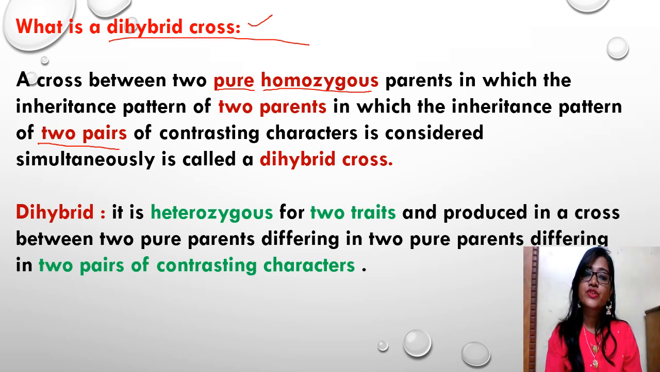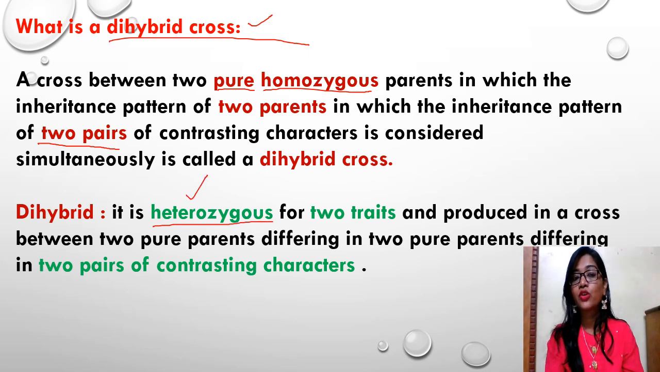A dihybrid is heterozygous for two traits. It can be heterozygous and homozygous. Two traits are produced in a cross between two pure parents differing in two pairs of contrasting characters. So in a dihybrid cross, we consider two pairs of contrasting characters at a time.